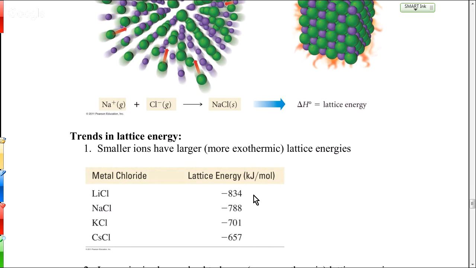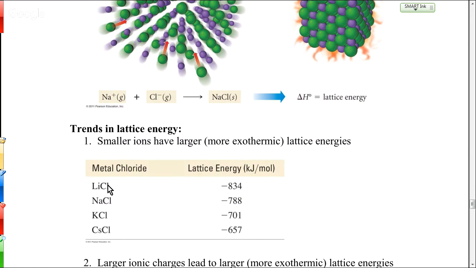If you have a bunch of tiny little spheres, you can pack them a lot more tightly than some giant playground balls or something. They're going to have greater contact between the ions. So the smaller charged particles will pack together more efficiently than larger charged particles, and that's going to affect the lattice energy. Here you see that the chloride ions are kept the same, and as you go from smaller to larger cations, you decrease the lattice energy.